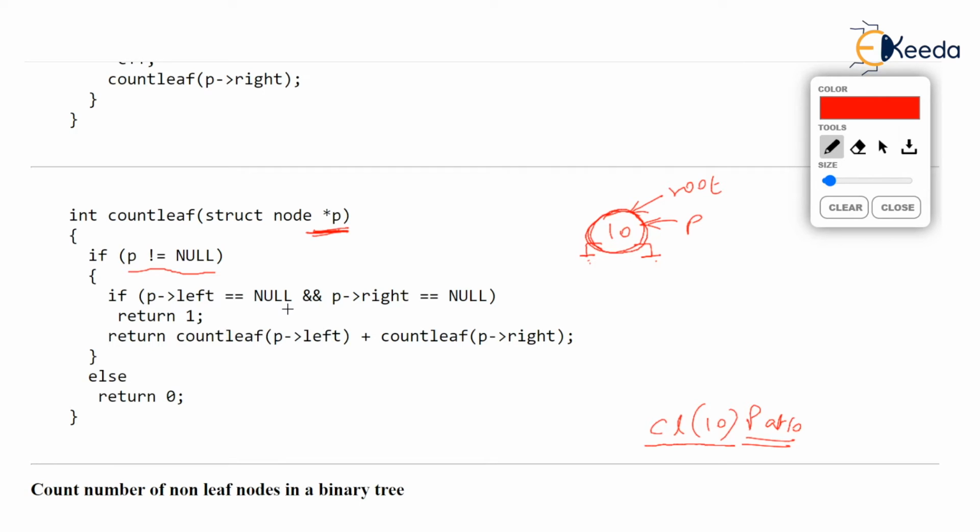As 10's left and 10's right are null, we return 1. So what happens when the function returns 1? It simply ends. You should not read the next line now, because the function is returning 1. So this function, count leaf 10, is over. I am striking it out, and the parameter p is also destroyed. It has returned 1 back to main because main had called this function.